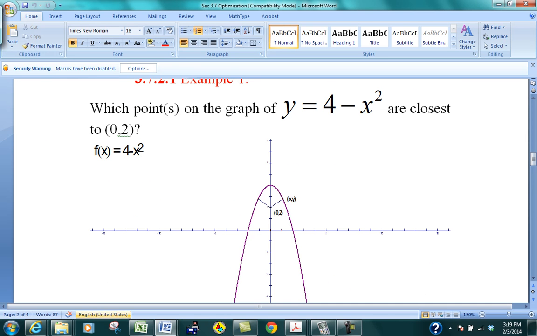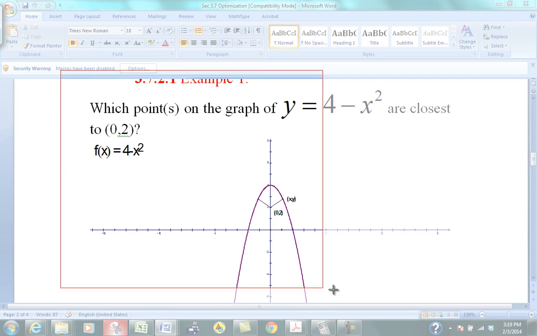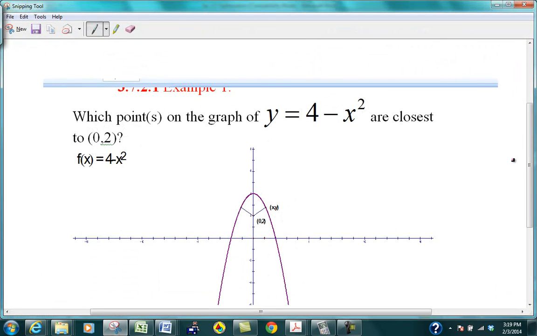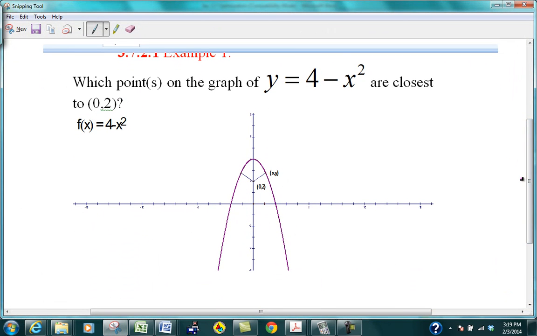So that's the question. Which points on the graph y equals 4 minus x squared are closest to the point (0, 2)? So here's my point (0, 2), and here's my arbitrary point on the graph, (x, y).